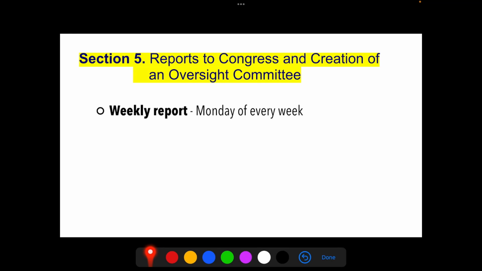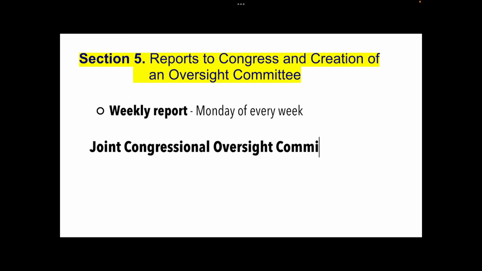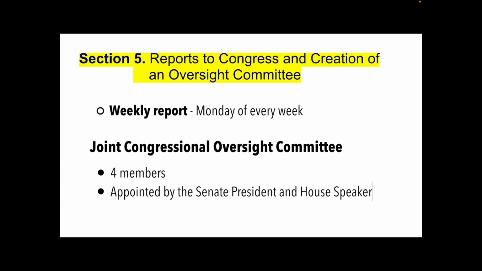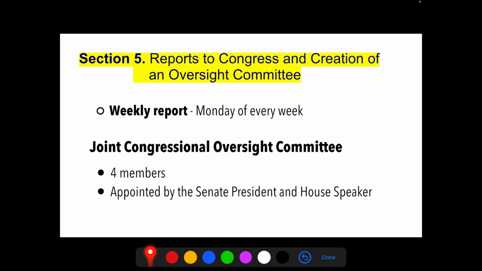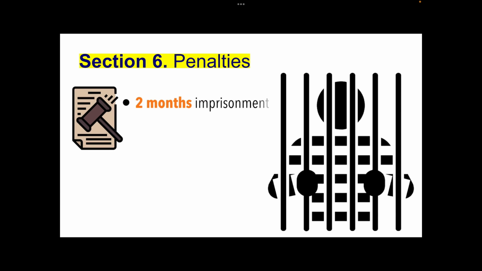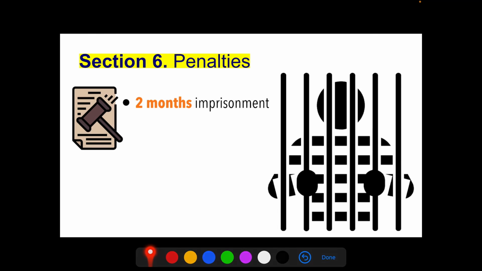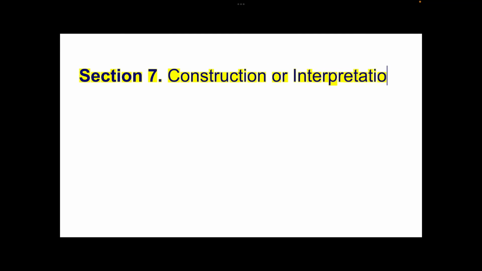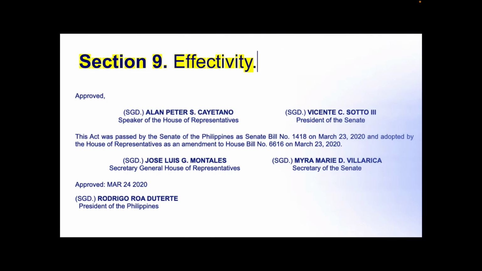And for the Joint Congressional Oversight Committee, so it is composed of 4 members from each of the House, and they are appointed by the Senate President and the House Speaker respectively. Section 6, penalties. So for the penalties, a minimum of 2 months imprisonment and a payment of 10,000 pesos to 1 million pesos. Section 7, construction or interpretation, and then Section 8, separability, and then Section 9, the effectivity of this Republic Act.